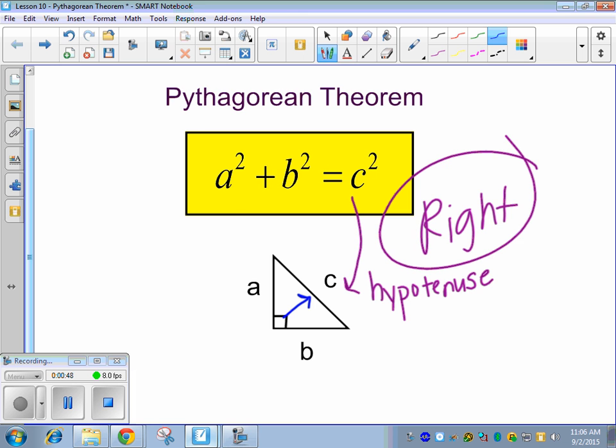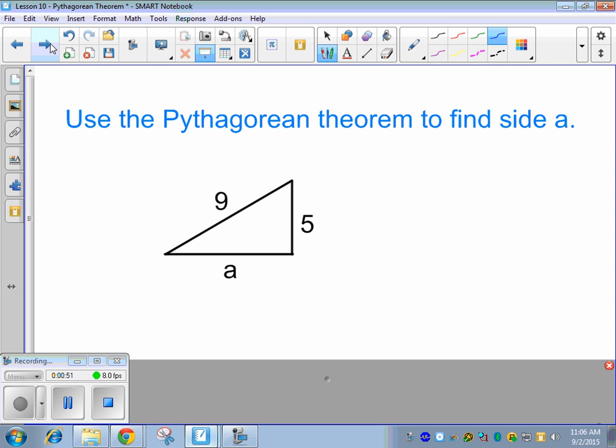Okay? All right. So let's try one. Use the Pythagorean theorem to find side A. By the way, this should have that little box right there to show it's a right triangle, or else we couldn't do this problem. So a squared plus b squared equals c squared. Since you guys are so good at this, I'm assuming you know the formula. You don't have to write it down every time, but you need to show the substitution step, okay?